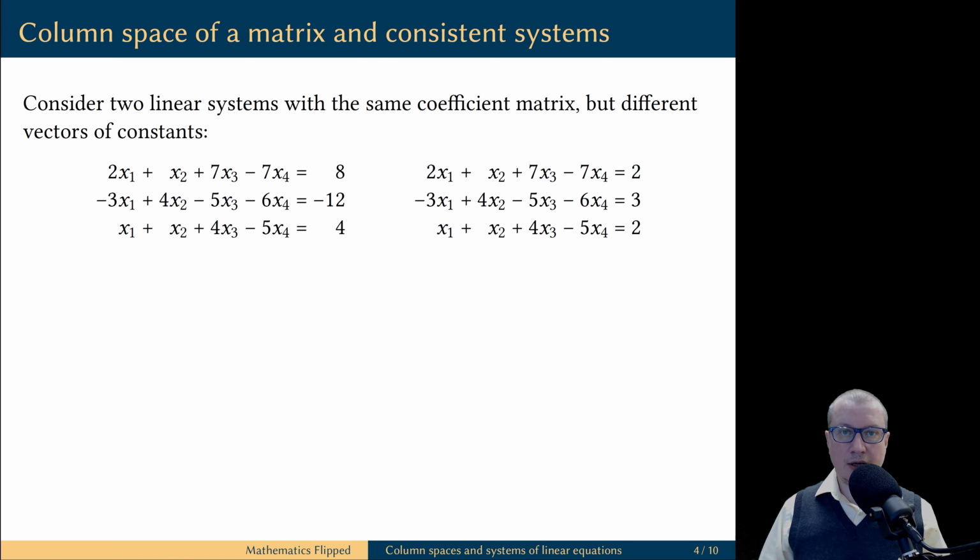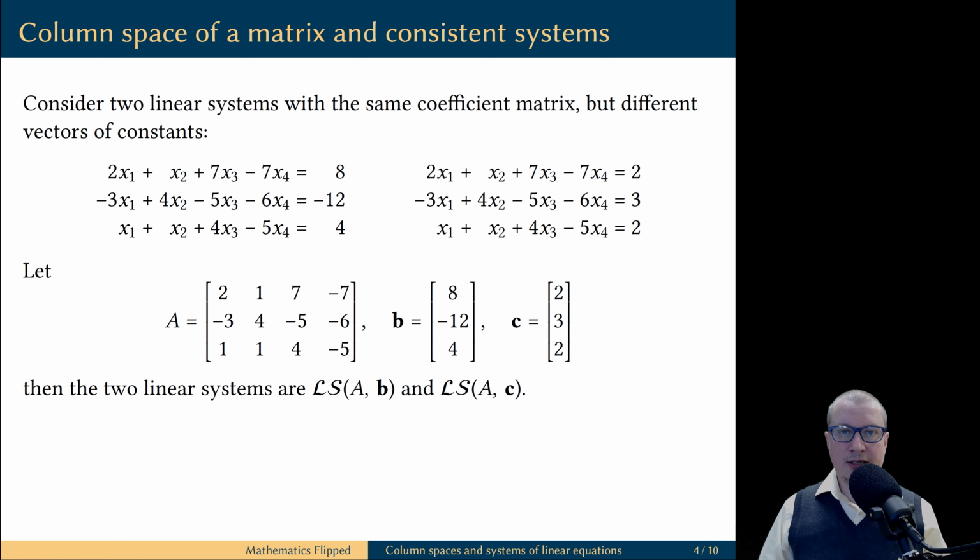To understand column spaces better, let's consider two linear systems. Notice that the two systems have the same coefficient matrix and they differ only in the vector of constants. Let's denote the common coefficient matrix in these linear systems by the matrix A. The vector of constants in the system on the left is B, and the vector of constants in the system on the right is C. Then we can use our usual notation for linear systems.